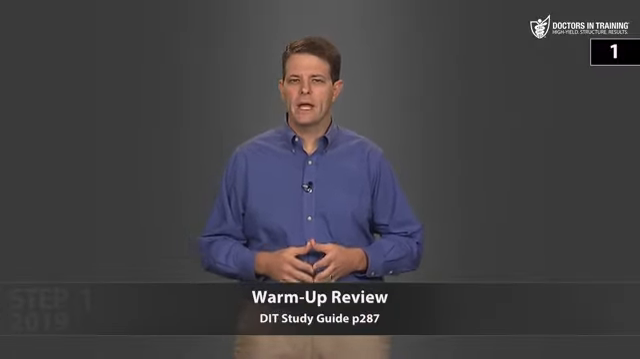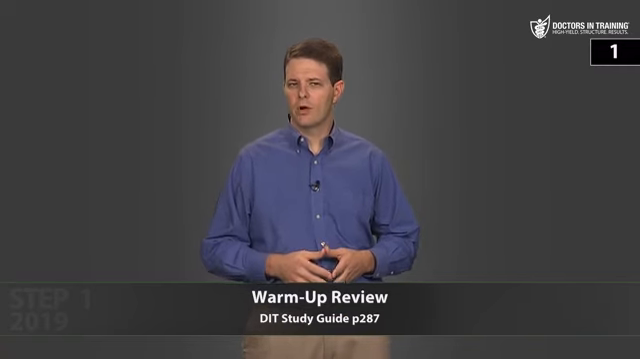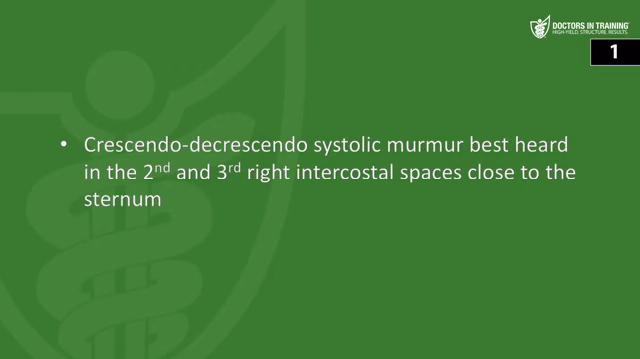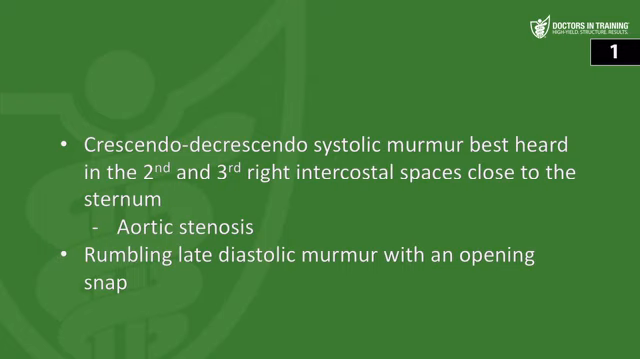Let's go through the warm-up review. First question, which cardiac abnormality is associated with each of the following murmurs? So a systolic murmur, heard best in the second and third right intercostal space close to the sternum, is aortic stenosis. A rumbling late diastolic murmur with an opening snap is mitral stenosis.